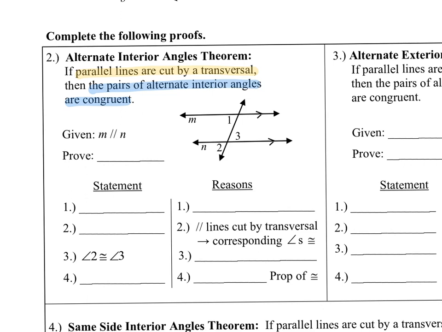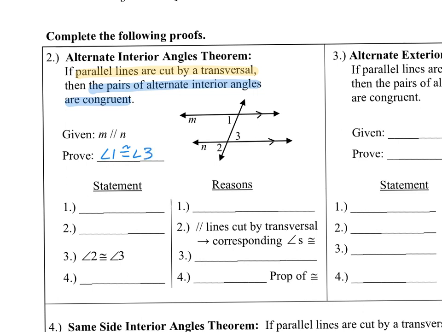So in this situation, the hypothesis says that we have a pair of parallel lines. So in terms of this diagram, our given statement is going to be that M is parallel to N. And then our proof statement is going to be that the pairs of alternate interior angles are congruent. So we're not going to prove it for both pairs of alternate interior angles. We're just going to prove it for one. And so in terms of this diagram, the alternate interior angles would be 1 and 3. So we are going to state then that our proof statement is angle 1 is congruent to angle 3.